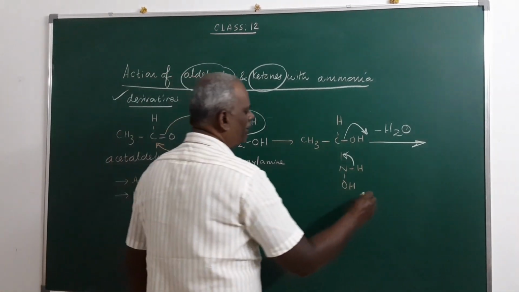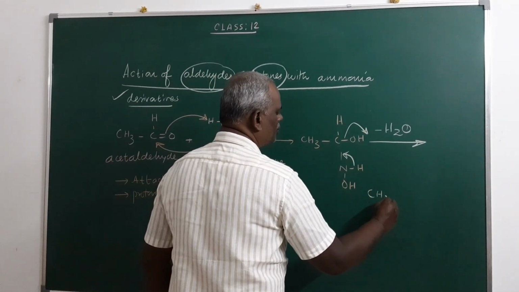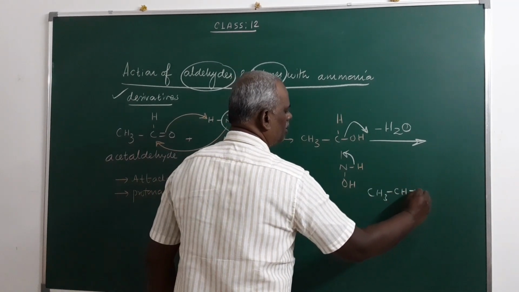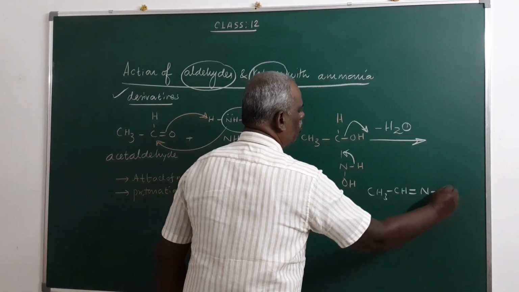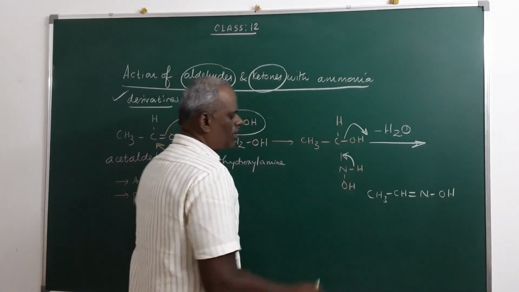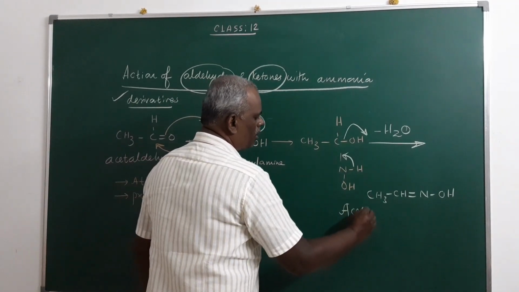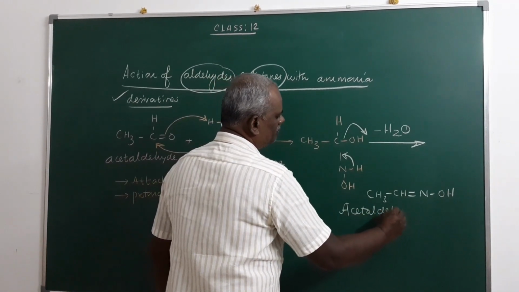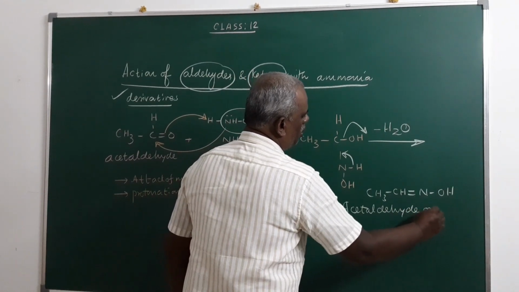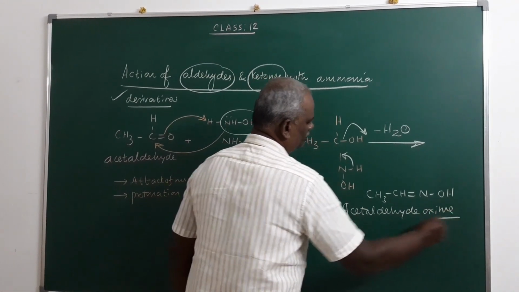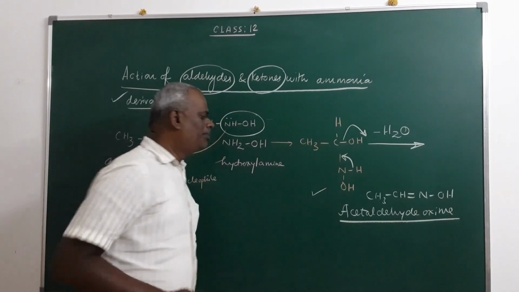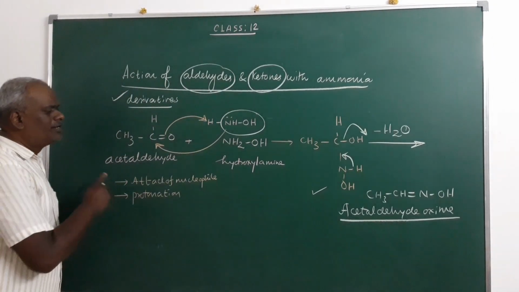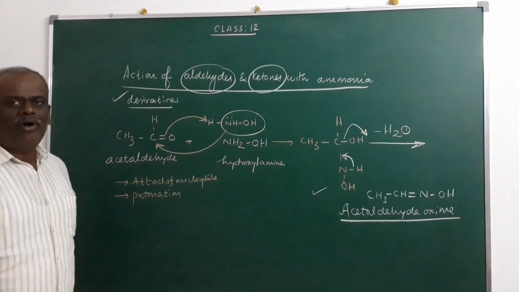So what will the product be here? It will be CH3CH double bond NOH. The compound's name will be acetaldehyde oxime. This is the product formed when acetaldehyde reacts with hydroxylamine.